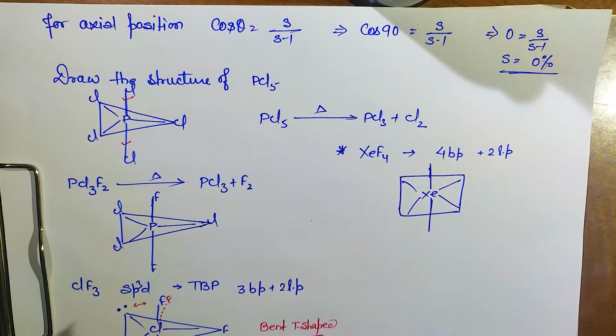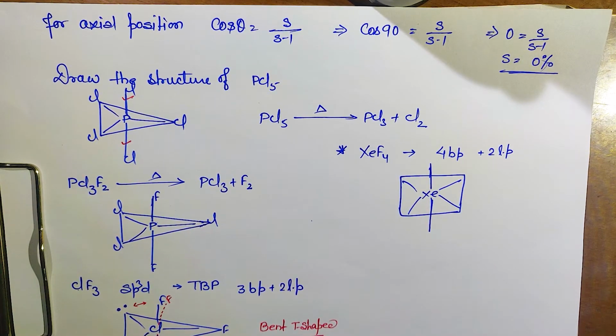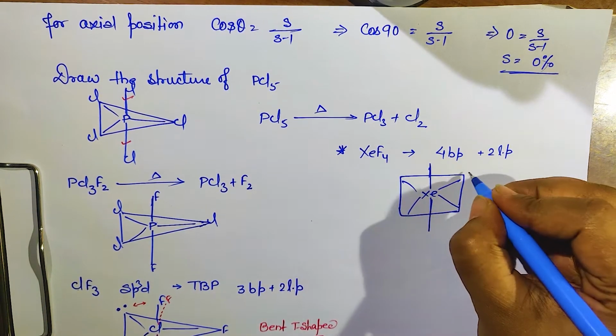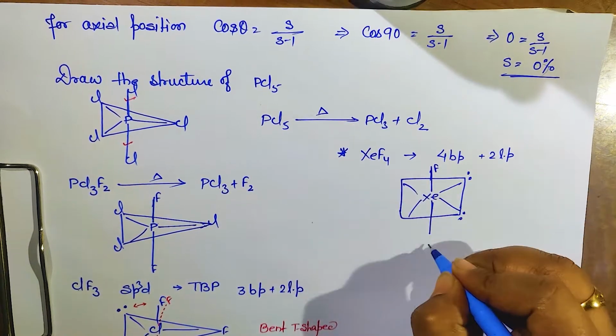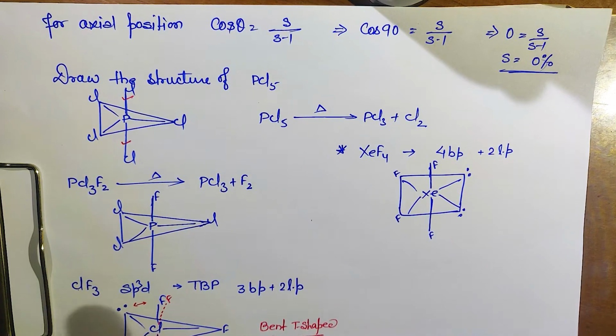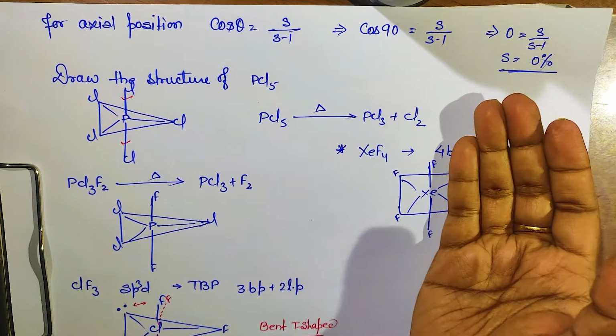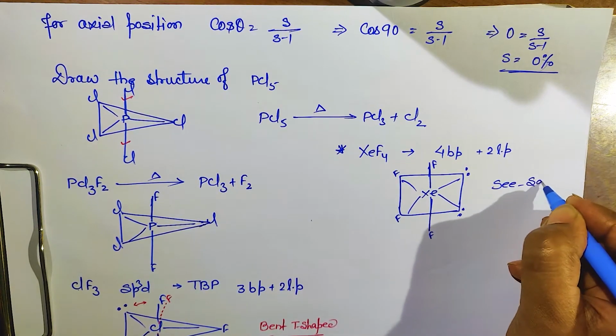And as I told you, in this case the lone pair will always reside on the equatorial position, isn't it? So we will keep it over here, and the fluorines are over here. So according to Bent rule, what structure comes for this? That is not going to participate. So this is seesaw. Yes. Any problem in this?